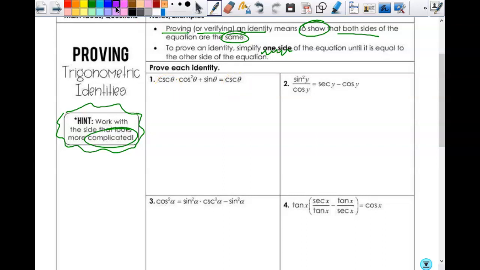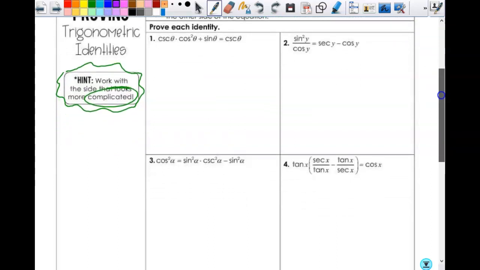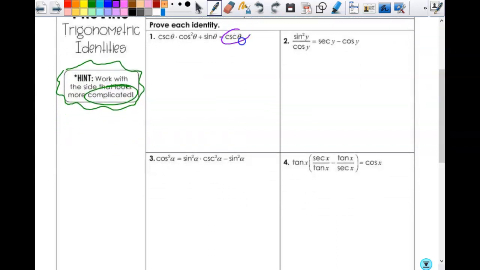So I would say on number 1, the left-hand side definitely looks more complicated. We agree with that? Okay, so I'm going to circle the right-hand side because that's our goal. We need the left-hand side to equal cosecant theta. Which, honestly, we already know it does. Like I gave you the answer. The answer is cosecant theta. You got to show me how to get there.